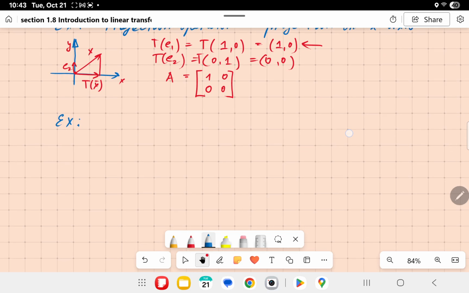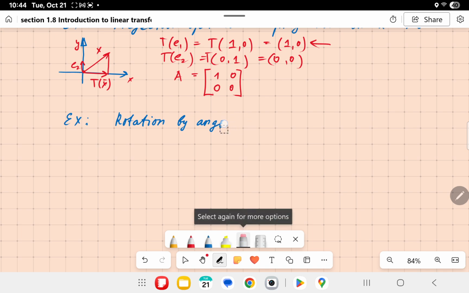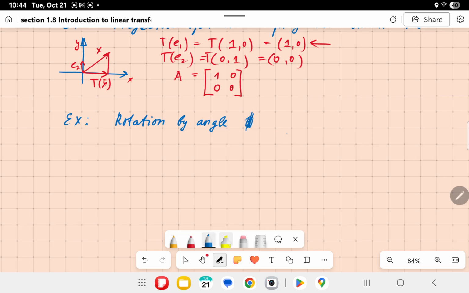Well, I'm going to do rotation by angle theta. Well, maybe we just choose not an angle theta, but some specific angle, by an angle of 30 degrees. Why don't we do this? That's going to be 30 degrees. So that's going to be my transformation.